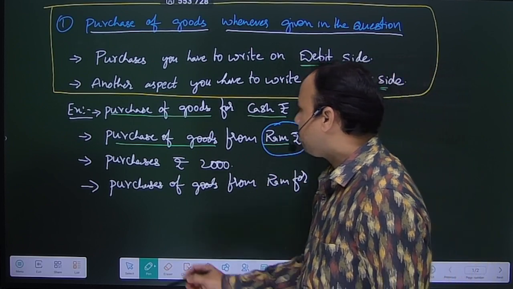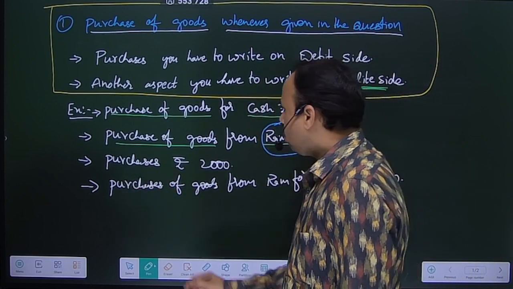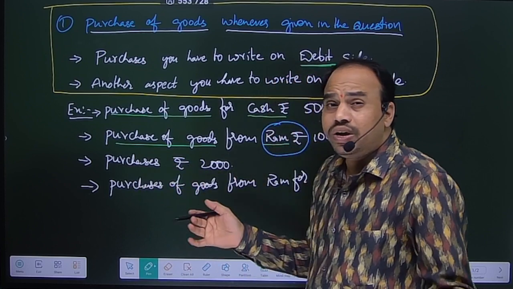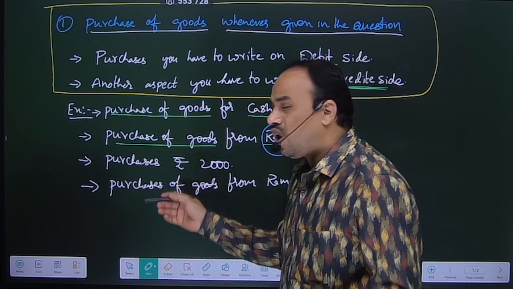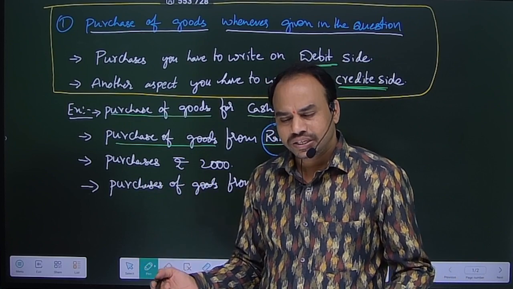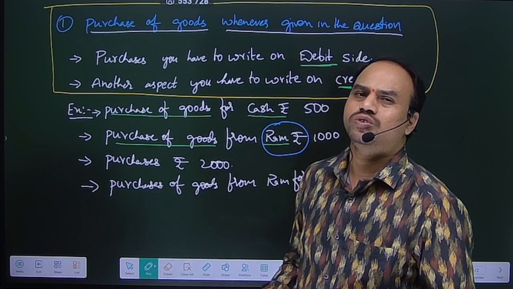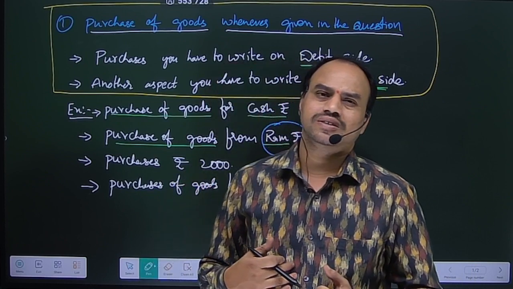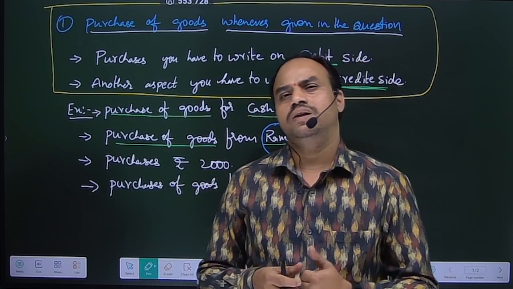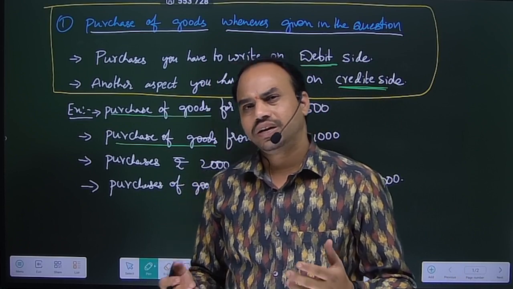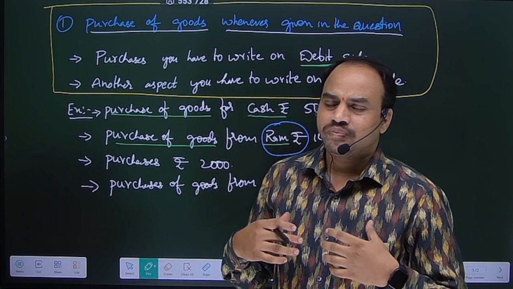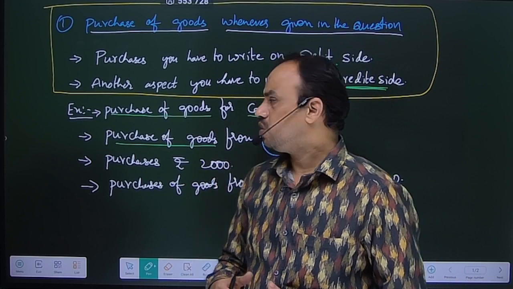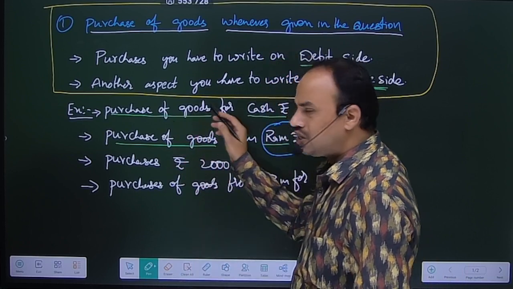Now see the third example, where only purchases is given. What is given here? Purchases rupees 2000. In business, purchases means we purchase the goods. If I do a mobile business, I purchase mobiles. If I do a clothes business, I purchase clothes. If I do a shoe business, I purchase shoes. Whatever business we do, we purchase those goods. So purchases means purchase of goods.